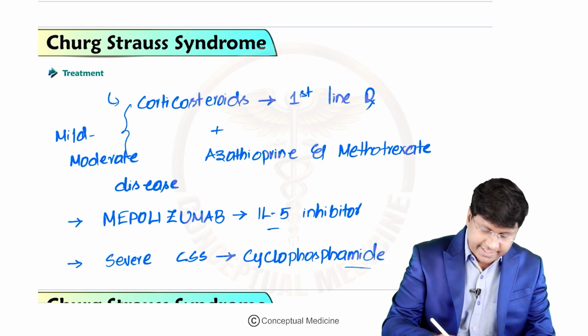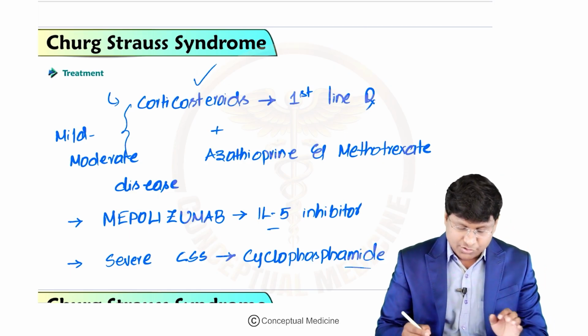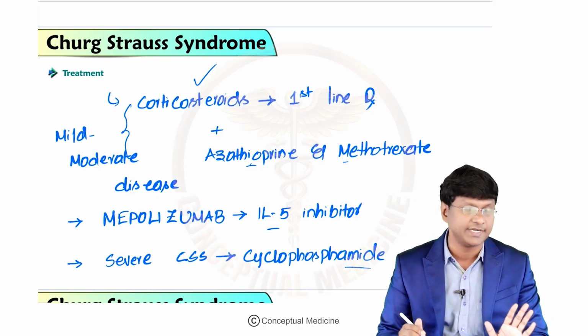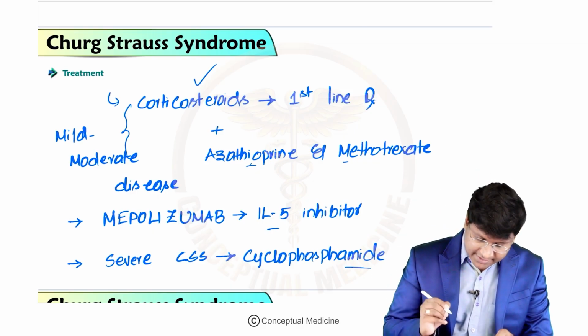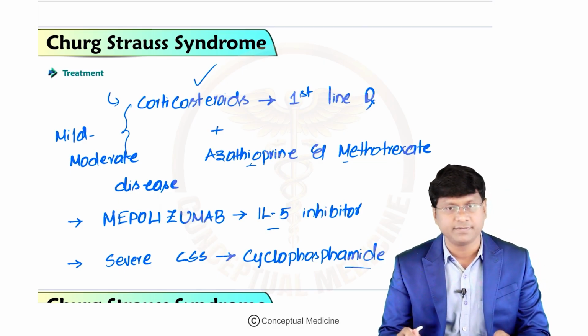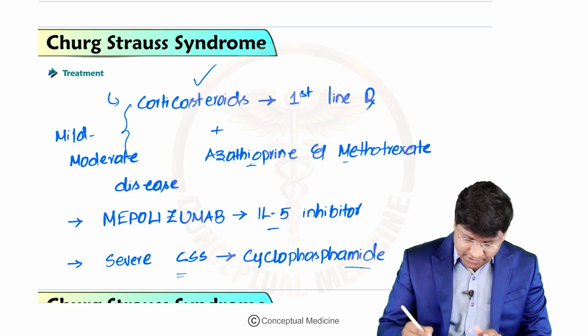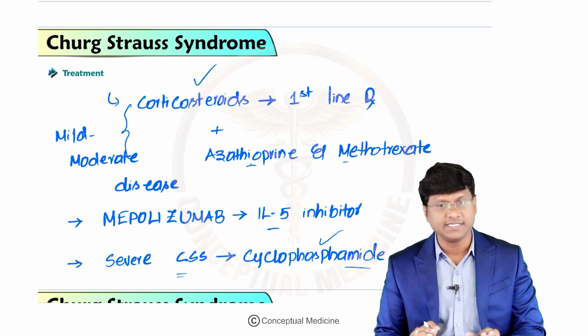Drug of choice or the first line drugs will be corticosteroids, combined with azathioprine and methotrexate in case of mild to moderate disease. And we have a new drug, Mepolizumab, an interleukin 5 inhibitor, that can also be given for mild to moderate disease. And in severe cases of Churg-Strauss syndrome, cyclophosphamide is given.